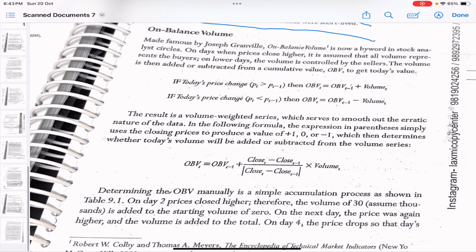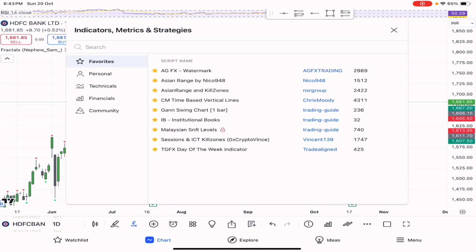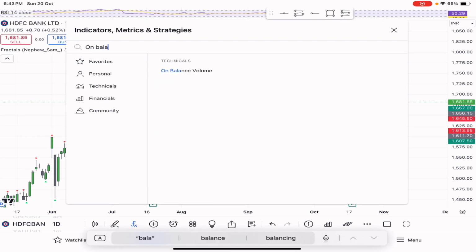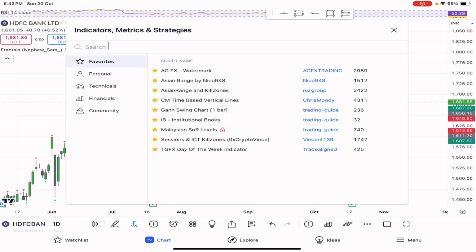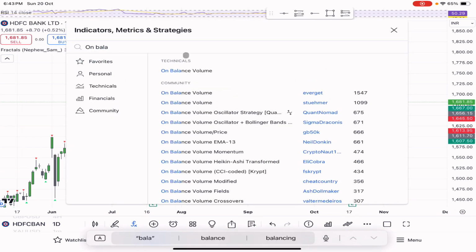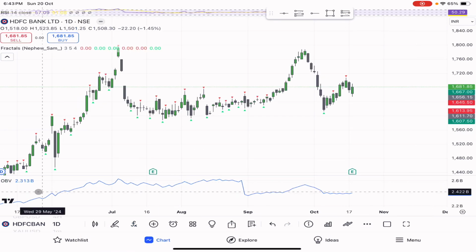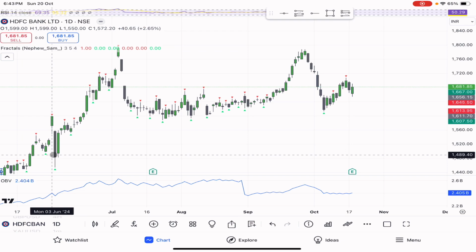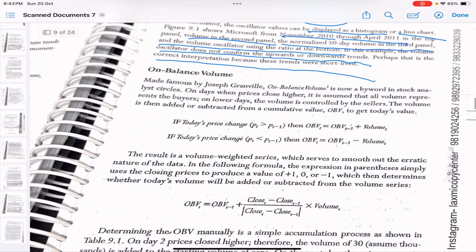Now let's see what is an OBV, which is on balance volume. I'll plot that and show as well. On balance volume. One sec. Okay. So again, on balance volume also looks very similar to the volume oscillator, but there is a difference in the calculation of the same. Let's see that, and let's see what's the whole point of OBV.